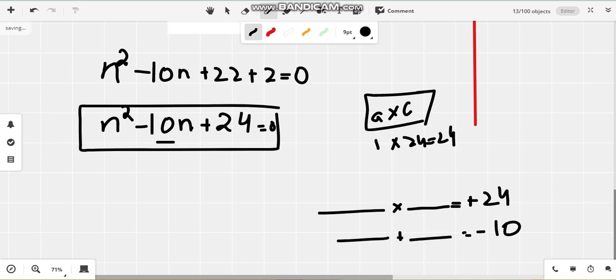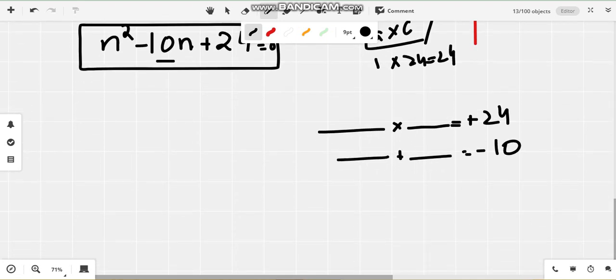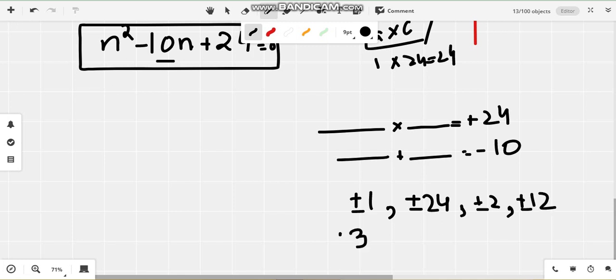Now we will write the factors of 24. What are the possible factors of 24? That's plus minus 1 and plus minus 24, because 1 times 24 is 24. Then plus minus 2 times plus minus 12 is 24. After that 3 times 8 is 24, so plus minus 3 and plus minus 8. And then 6 times 4 is 24, so plus minus 6 and plus minus 4. Okay, these are the factors. So I have to select the two numbers from these.